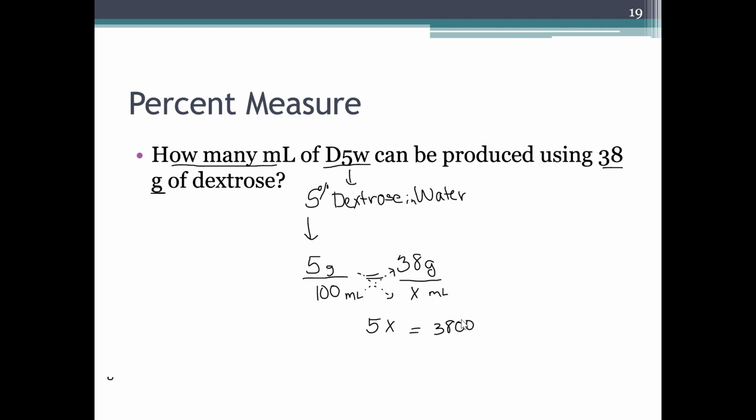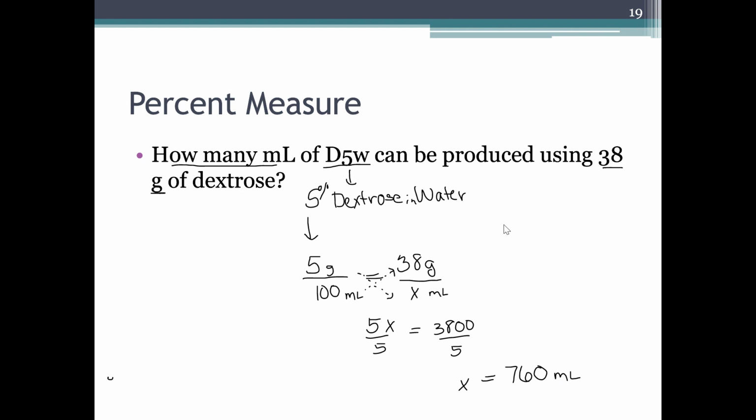3800. Now to finish out my problem, all that I need to do is divide both sides by 5, and I'm going to do that on my calculator. So I'll write it here, divide by 5, and then on my calculator 3800 divided by 5, and I have x is 760 milliliters.